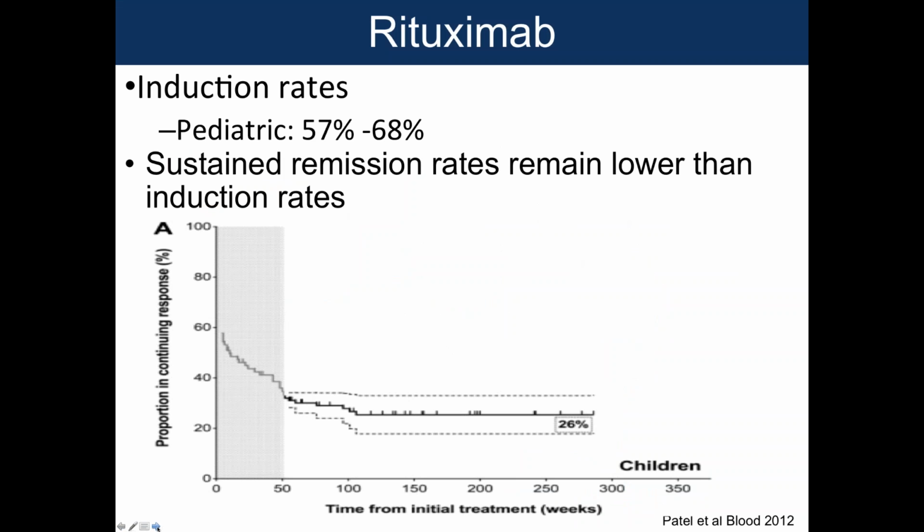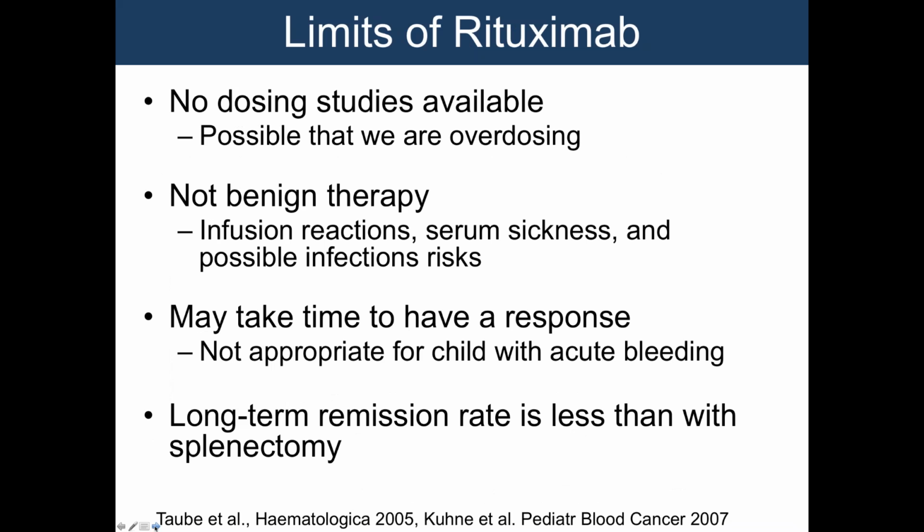But what was nicely shown in a Blood paper in 2012 is this graph showing that the durable remission rate drops to 26% about 5 years out from treatment. So we have some limits to using rituximab. The first is that we really don't have any dosing studies available. It's possible that we're overdosing. It was first studied in cancer settings. We used the same dose of 375 milligrams per meter squared for 4 weekly doses, but we really don't know if that's necessary. It's possible we could get away with lower doses, and some of that has been investigated in some smaller studies.